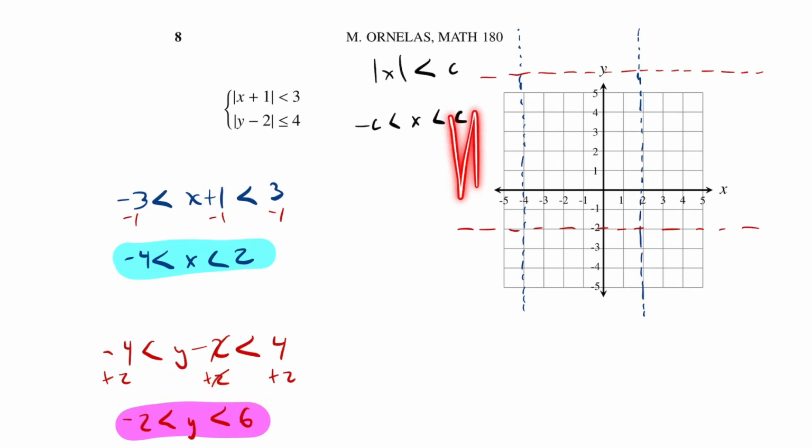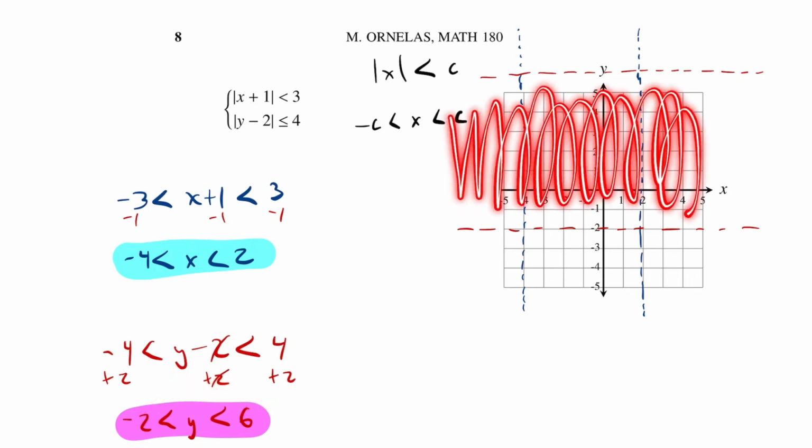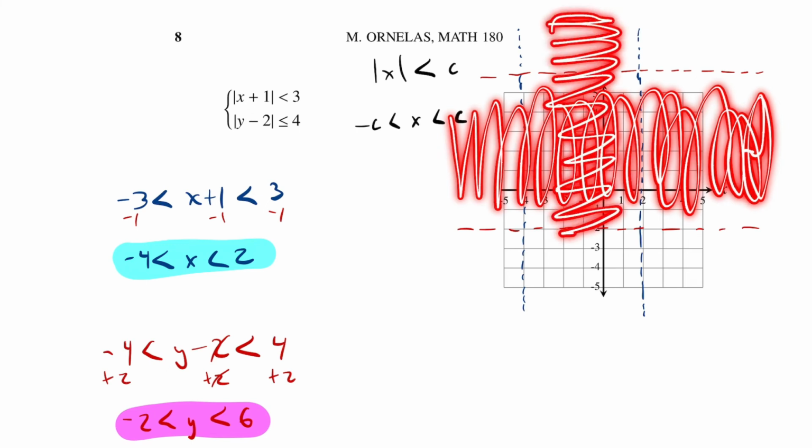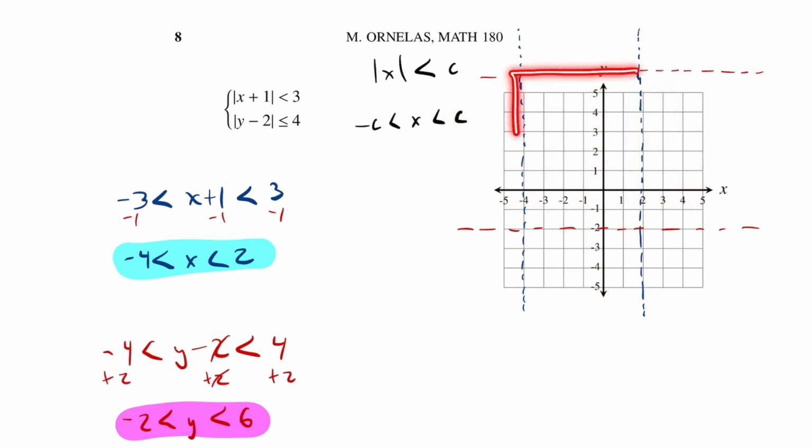Well, if you have all of that and then you have all of this, you'll have an overlap of two shadings. The overlap is going to be the rectangle in between. So let's go ahead and shade the rectangle in between. That is the solution set because that's where the two shadings overlap.